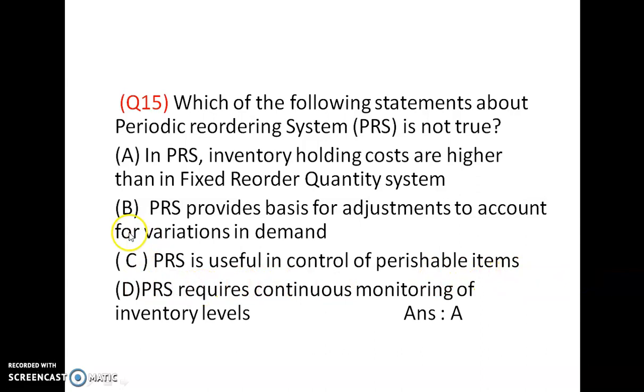So it is essential. Then B, PRS provides basis for adjustments to account for variations in demand. So it considers variations in demand, but the EOQ or Q order system will not consider the variation in demand. So, "PRS inventory holding costs are higher than in fixed reorder system" is not right. Inventory holding costs are less in periodic reordering system. So answer A is wrong.